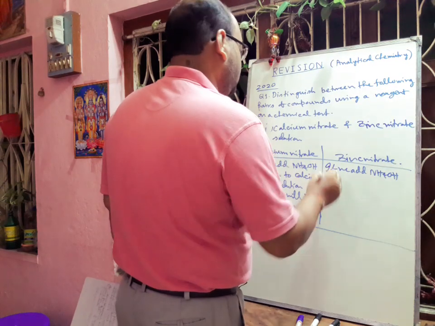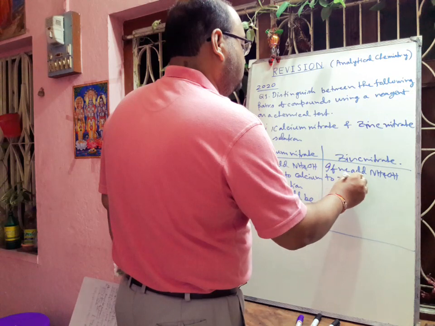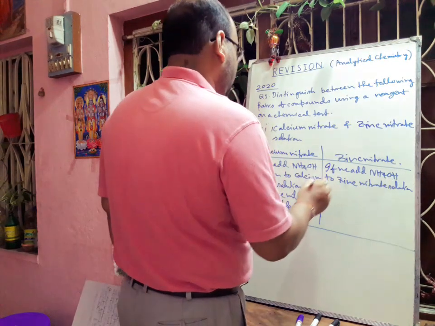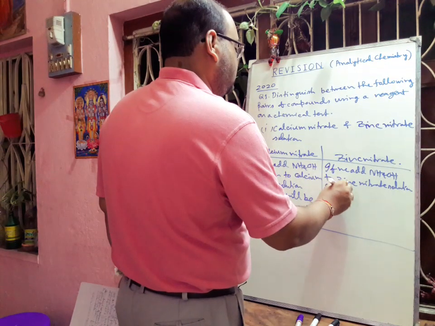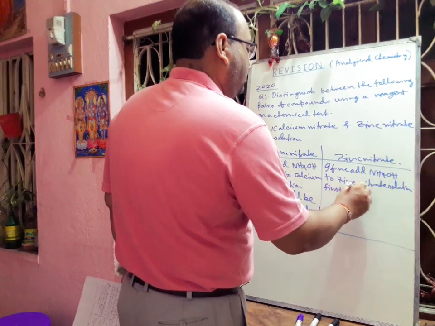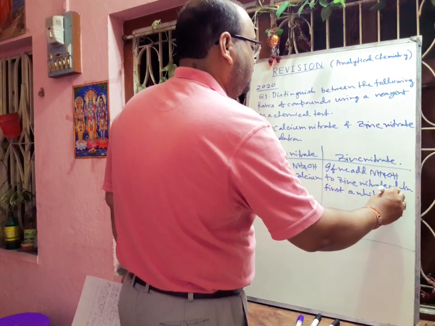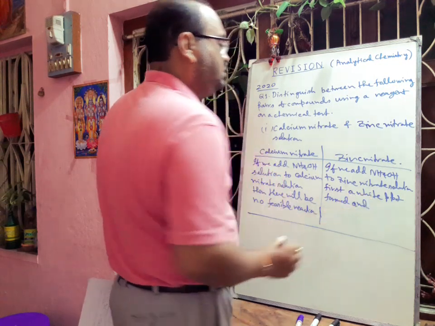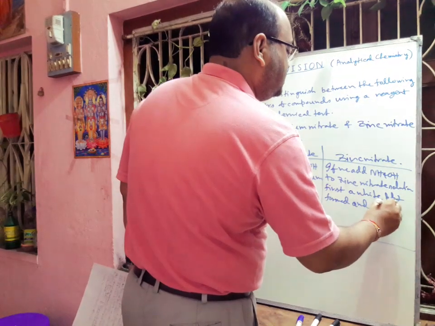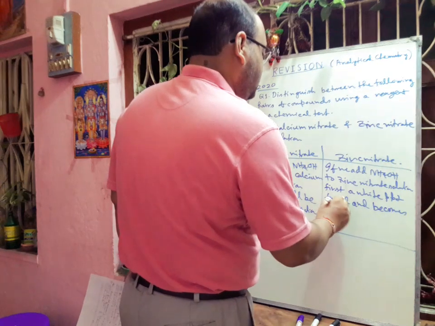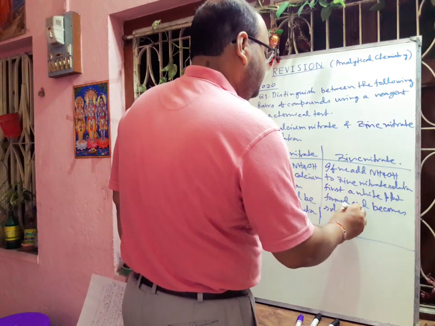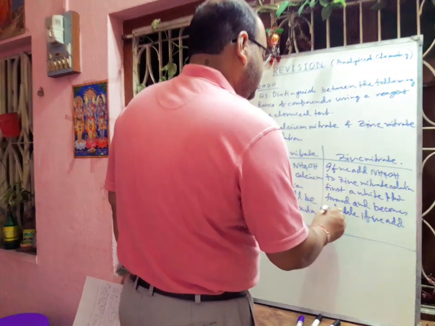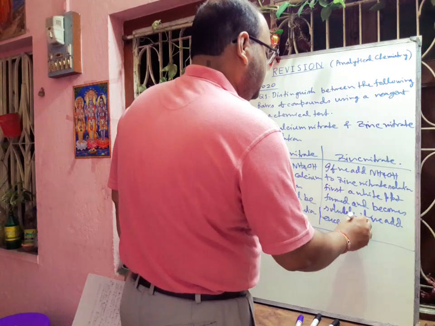But in case of zinc nitrate, if we add NH4OH to zinc nitrate solution, first a white precipitate forms, and it becomes soluble if we add excess NH4OH solution.